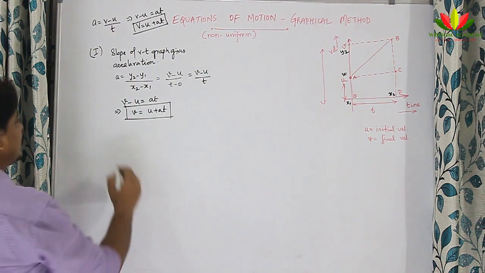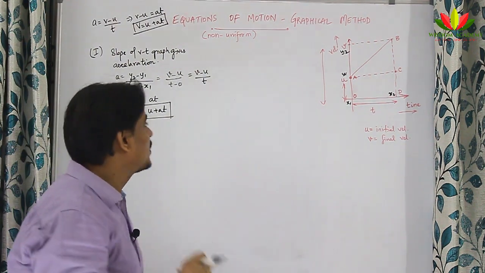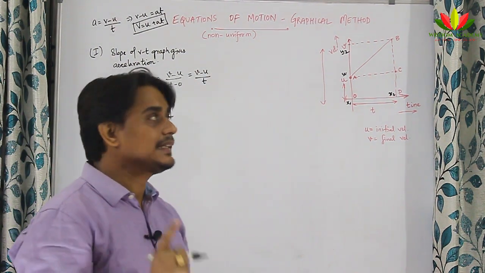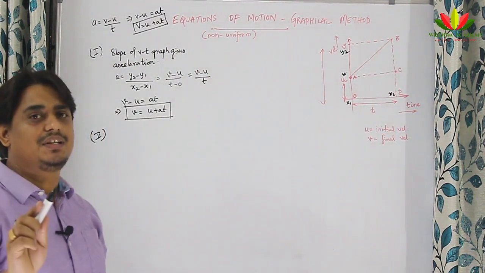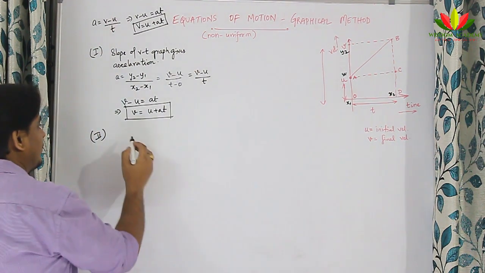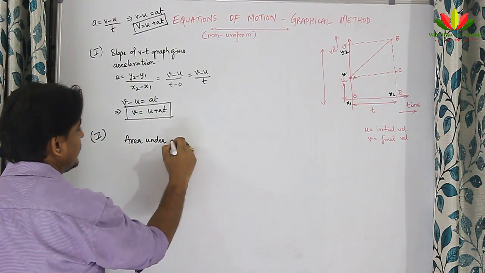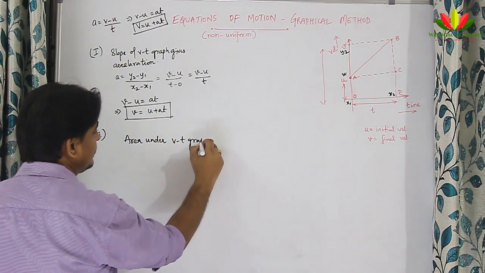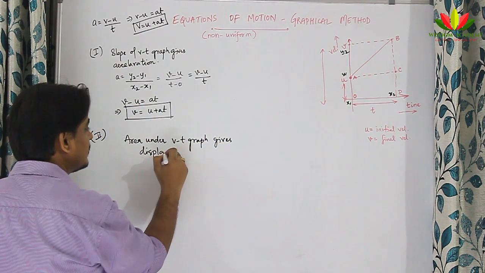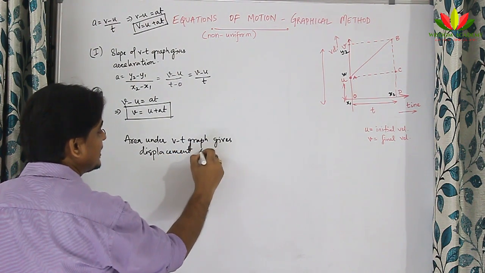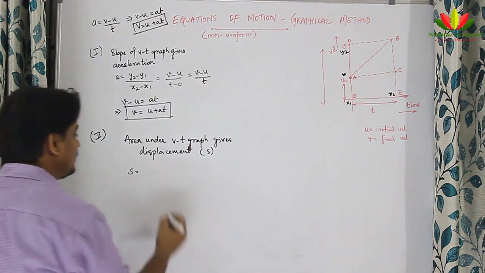Right. Now I am going to the second equation of motion. So for the second equation of motion, what should you remember? You should remember that you have to find the area under the curve, and we know that the area under the curve gives the value of displacement. So what I am writing: the area under the v-t graph gives displacement. If I write displacement as S, then S will be equal to the area.